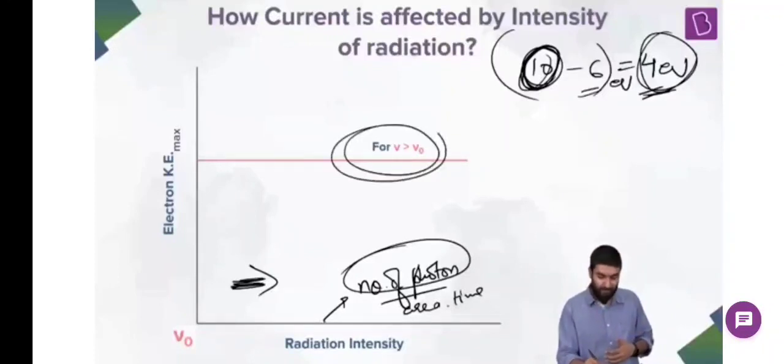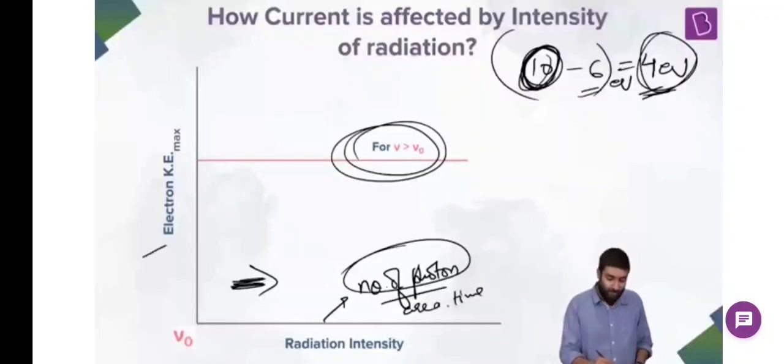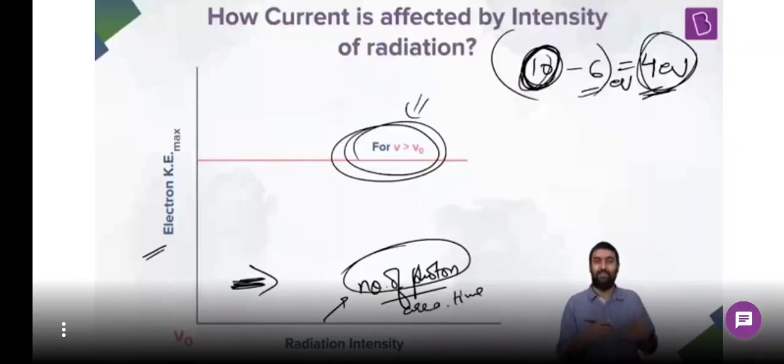For this to happen, what should be the case? This should be more than that. Otherwise, we do not talk about electron kinetic energy if there is no electron. So if this is not valid, we cannot talk about electron kinetic energy, because there is not going to be an electron over there.